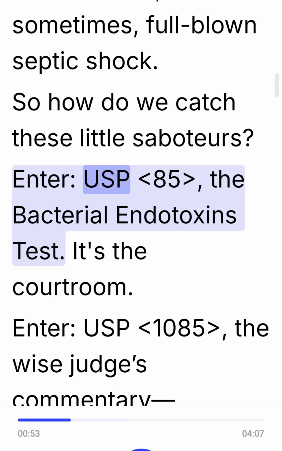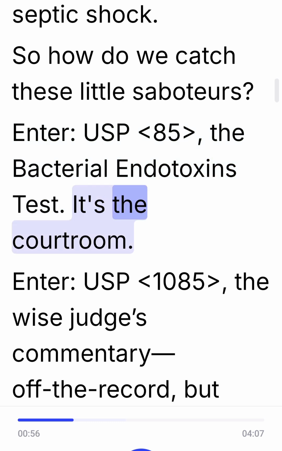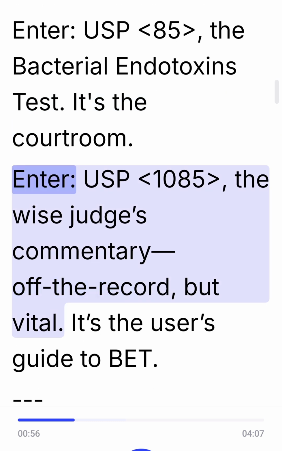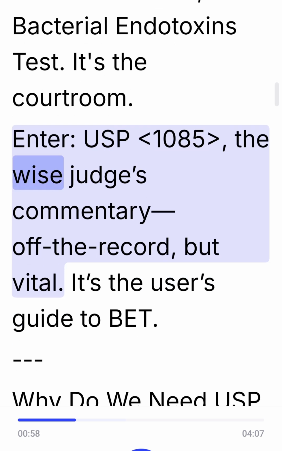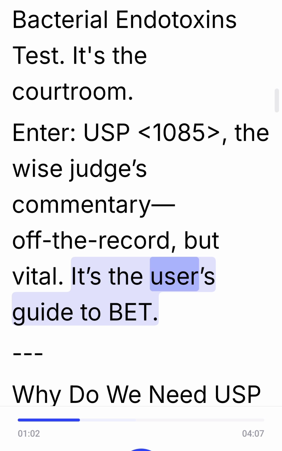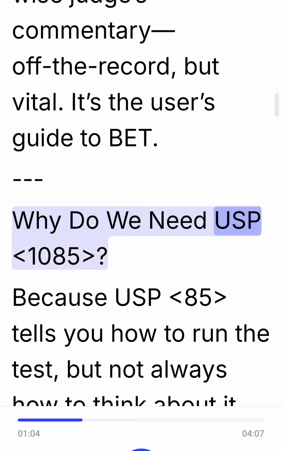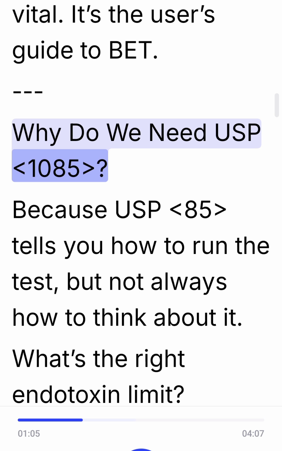Enter USP <85>, the bacterial endotoxins test. It's the courtroom. Enter USP <85>, the wise judge's commentary, off the record, but vital. User's guide to BET. Why do we need USP <85>?